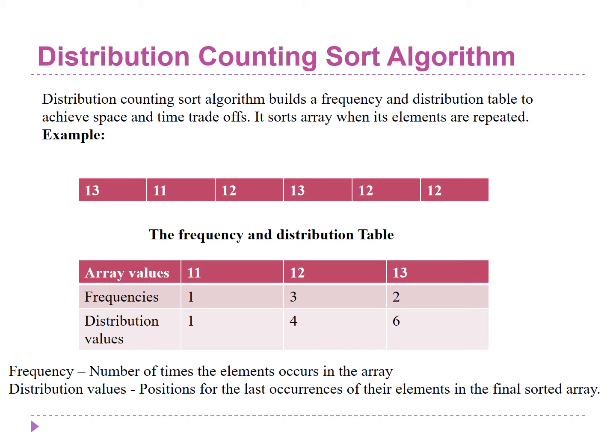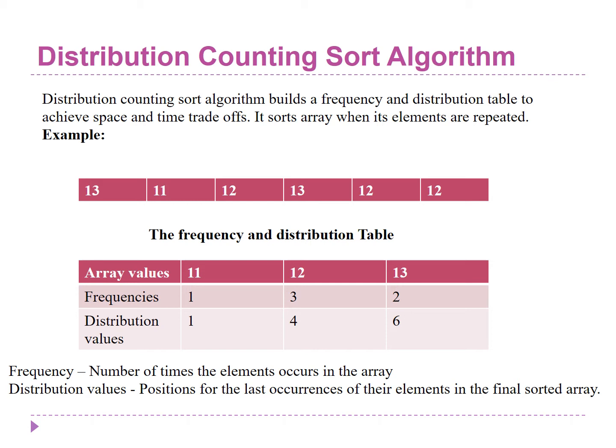The distribution values are calculated for the range of numbers in the input array. The distribution value is the sum of the frequency of the element added with the distribution of the predecessor in the range of numbers. So the distribution value of 11 is 1 since its frequency is 1 and it does not have a predecessor.